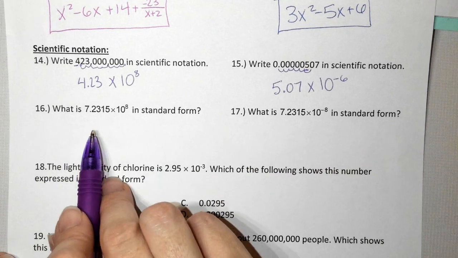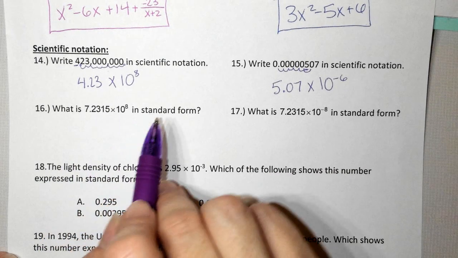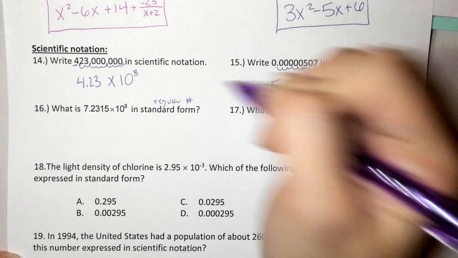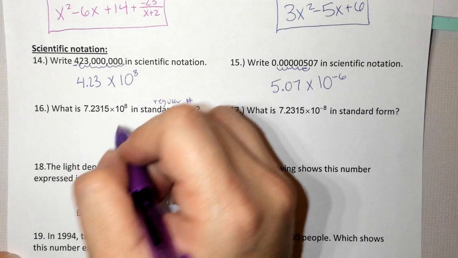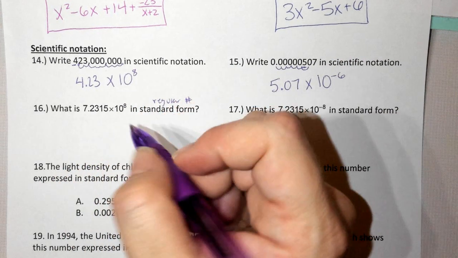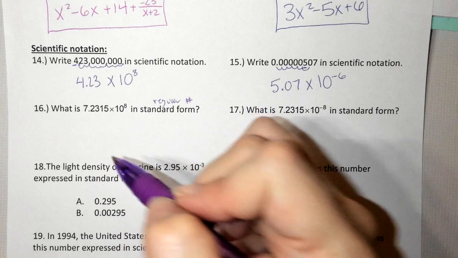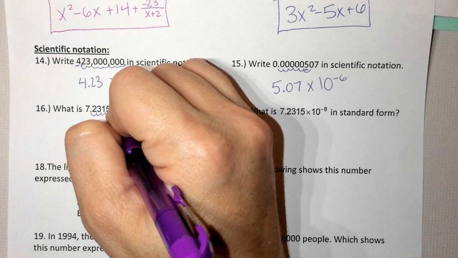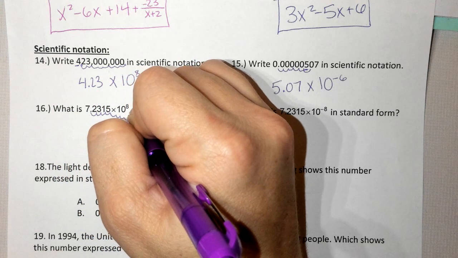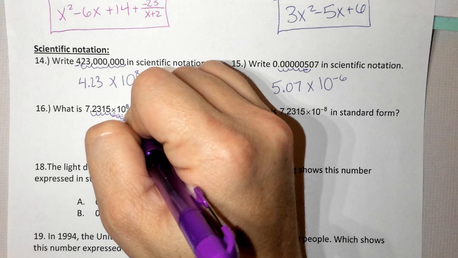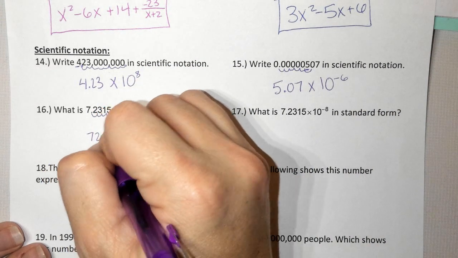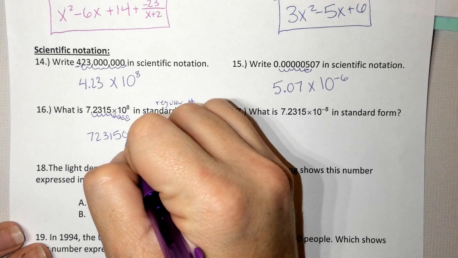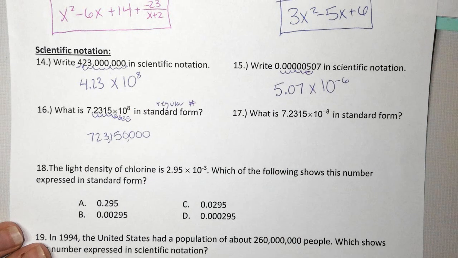Okay, so let's look at this one. What is this in standard form? Remember, standard form is a regular number. Okay, so this is going to be bigger than 1, because remember, when your exponent is positive, it's going to make a number bigger than 1. So I'm going to move to the right. 1, 2, 3, 4, 5, 6, 7, 8. So there were 4 zeros at the end. So 7, 2, 3, 1, 5, 1, 2, 3, 4. Every 3 you could put a comma, and there's your answer.